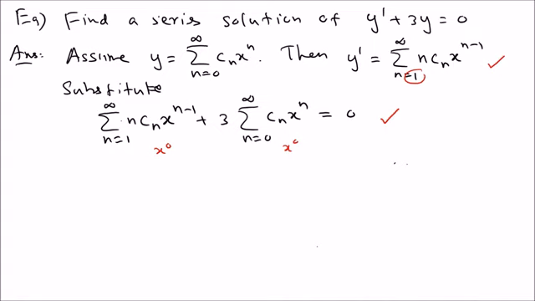But if you do not get the exact same power, we need to write the uncommon terms first. We can write the uncommon terms and then start writing the common terms. That's what we're going to see in the next example. But here you can see everything starts with x^0. So everything looks great. Now we're going to use the seesaw method.